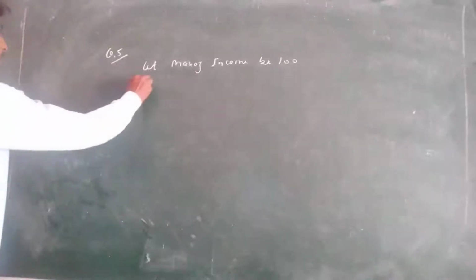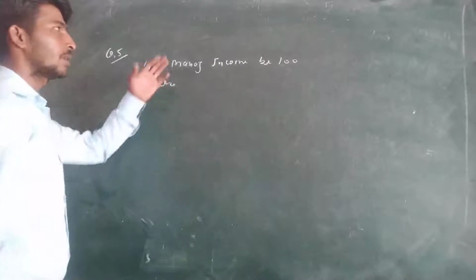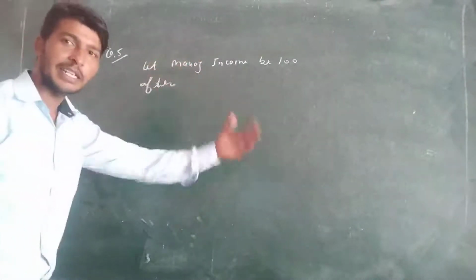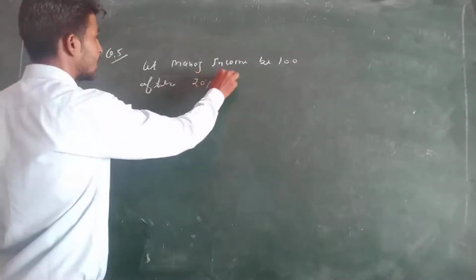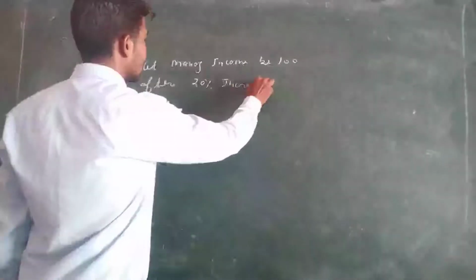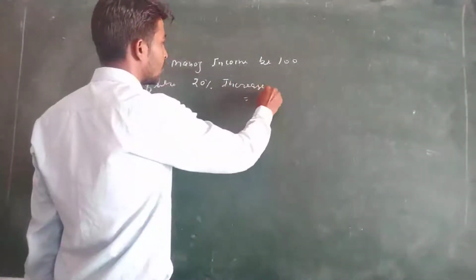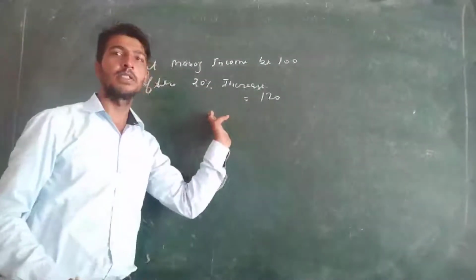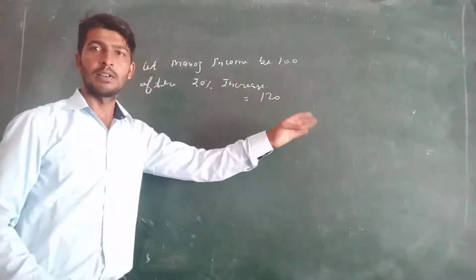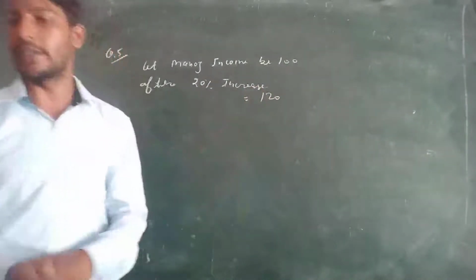So first, in the first time, Manoj's income is 20% increase. So after 20% increase, simple, 120. Okay, 100 plus 20% of 100. Then you will solve the situation and you will get 120 rupees.